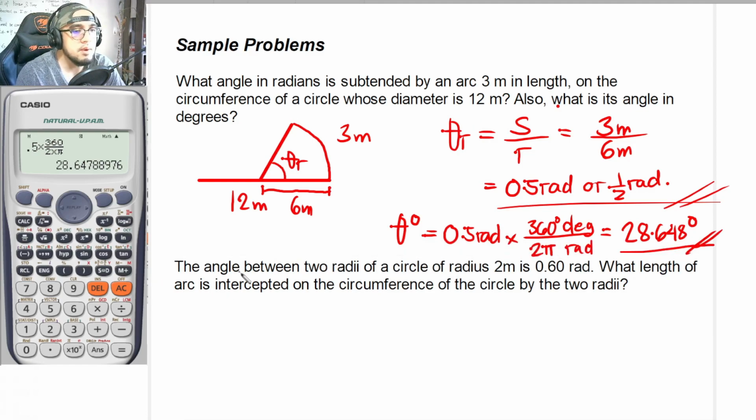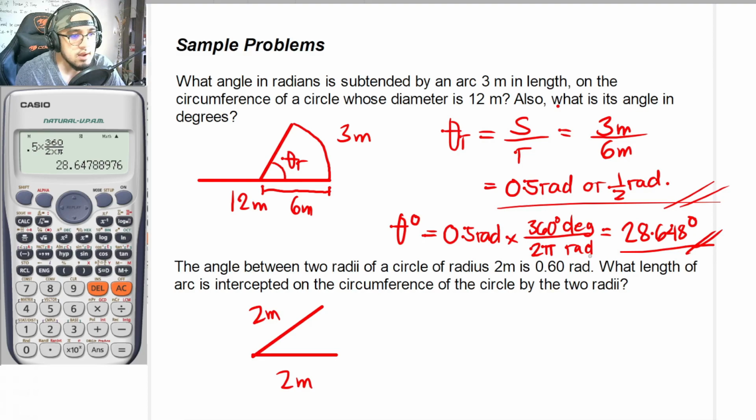So as per the problem at the bottom part, the angle between two radii of a circle of radius 2 meters is 0.6 rad. What length of arc is intercepted on the circumference of the circle by the two radii? So let's say that we would be having this particular radii here. When we say radii, it is basically the plural of radius. Okay, so let's say that this is now to be our first radius. And let's say that this is now to be our second radius. So this is now to be 2 meters. And this is also 2 meters.